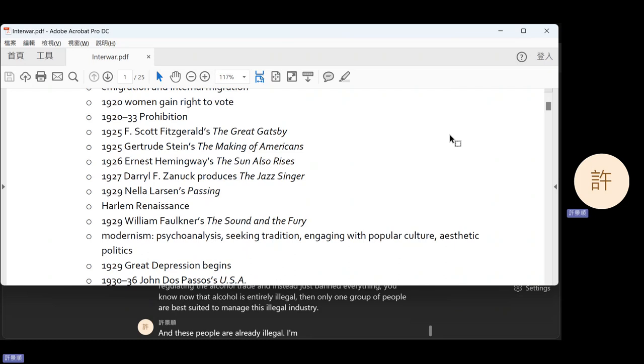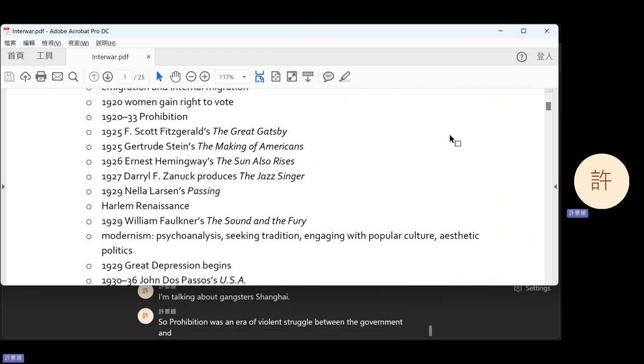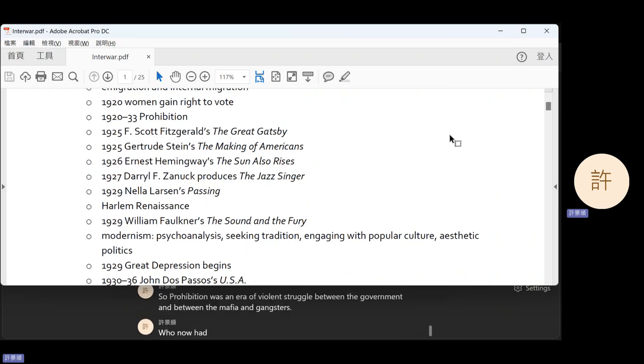I'm talking about gangsters, bangpai. So prohibition was an era of violent struggle between the government and between the mafia and gangsters who now had total control of the alcohol industry.